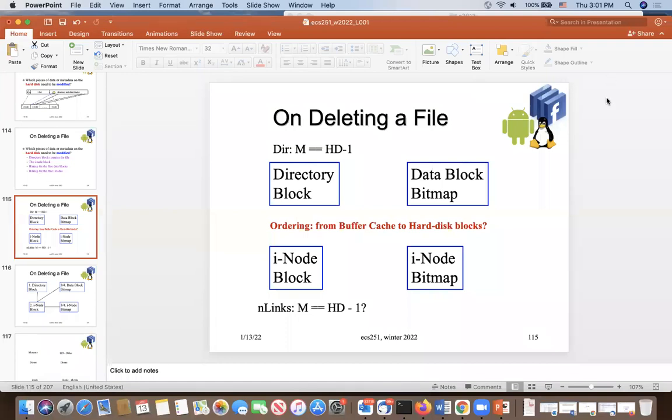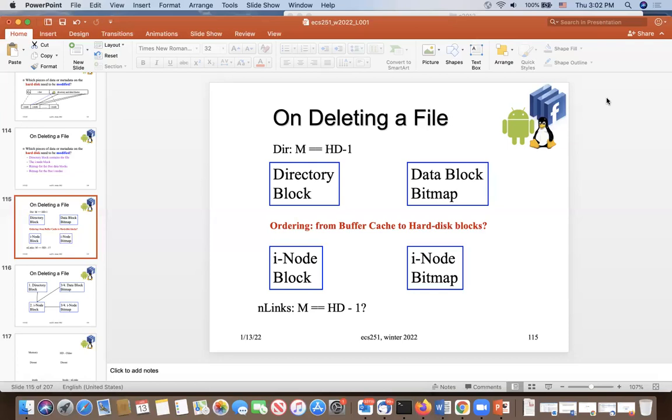Okay, so I hope you had some good discussion in your breakout room. So let me ask you, among these four blocks, the directory block, inode block, free block bitmap, and free inode bitmap, I need to write all four data structures back to my hard disk. This is actually implementing deleting a file. In this case, which block should I write back first?